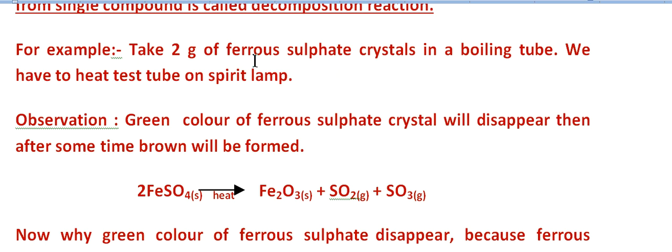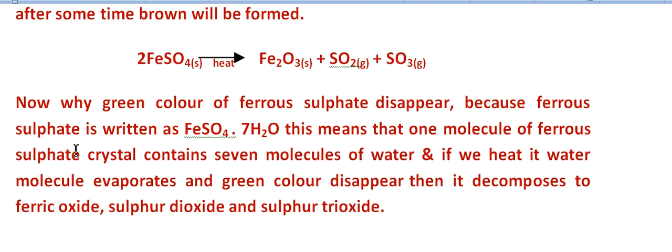To understand this, let us take an example. First of all, we have to take 2 grams of ferrous sulfate crystals in a boiling tube and heat it with a spirit lamp. Now what you will observe is that the green color of the ferrous sulfate crystal will disappear and after some time the brown color will be formed. So the equation for this reaction is FeSO4, when heated, will give Fe2O3 plus sulfur dioxide and sulfur trioxide.